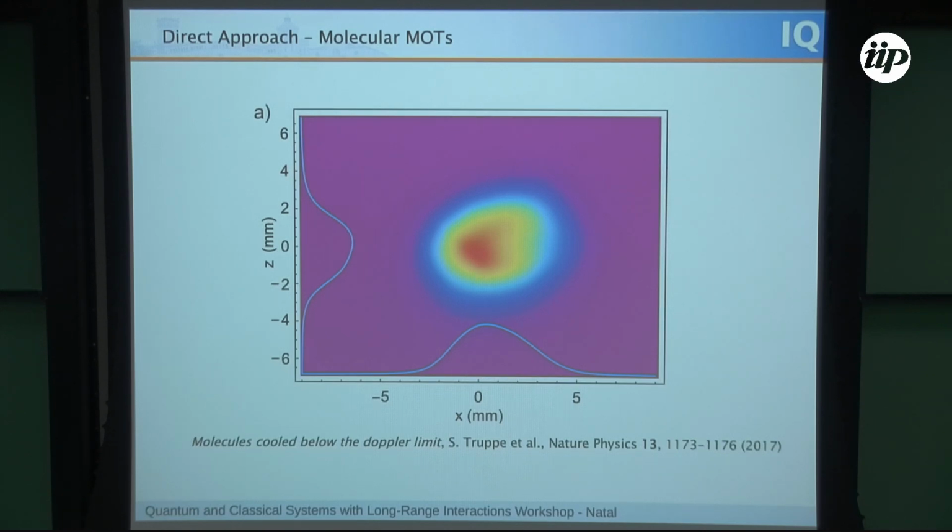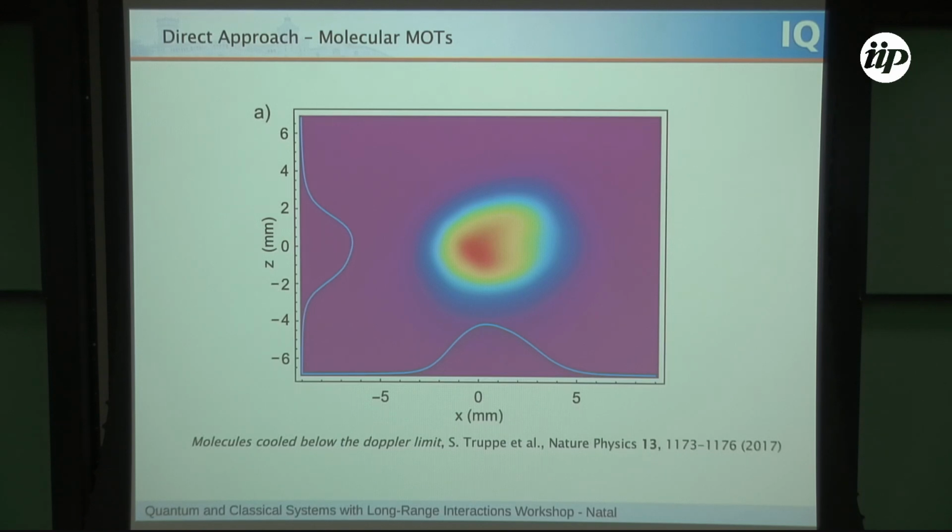This, for example, is a MOT by Mike Tarbutt's group at Imperial College. It is about 20,000 calcium fluoride molecules. Beautiful, but if you know anything about atomic MOTs, 20,000 is orders of magnitude away from where you want to be. You really want to be at 1 billion. And this is kind of the state of the art currently. Which is not to say that Mike Tarbutt is not an amazing experimental physicist. It just means that it's really hard to do these experiments.